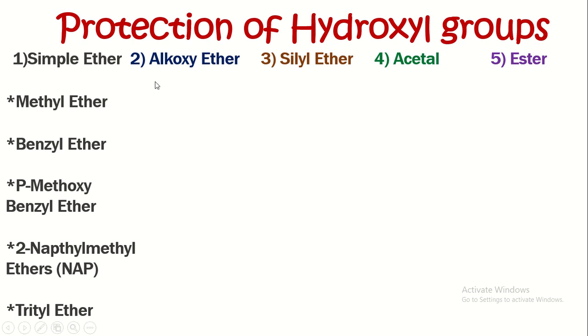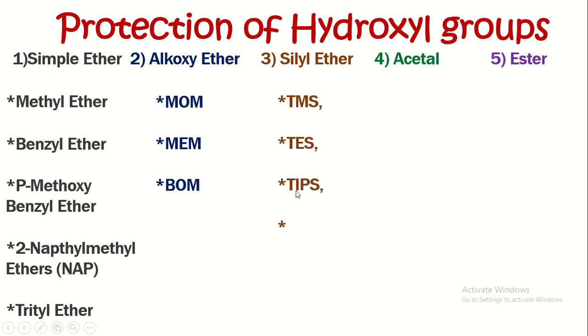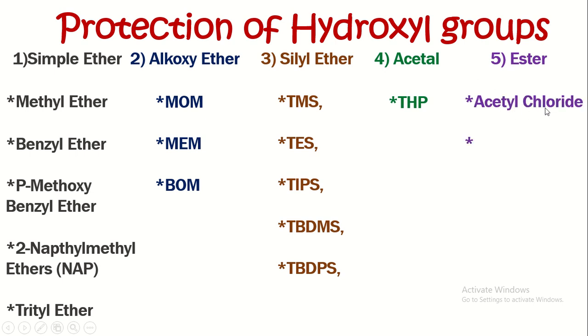In the case of alkoxy ether, the OH group is converted into methoxymethyl ether or benzyloxymethyl ether. In the case of silyl ether, the OH group is converted into trimethylsilyl, triethylsilyl, triisopropylsilyl, t-butyldimethylsilyl, or t-butyldiphenylsilyl ether. In the case of acetal, the OH group is converted into THP, and for ester, OH is converted into ester by using acetyl chloride or anhydride.